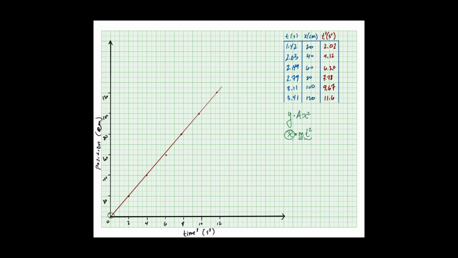Now the last thing I want to do here is use this straight line to figure out what this constant m is over here. And you might notice now that if this is my y variable and t squared is my x variable, well, this just looks like the equation for a line, which is y equals mx plus b. Mine goes through 0, so the b ends up going away and being 0. So really, this constant m in here is the slope of this line.